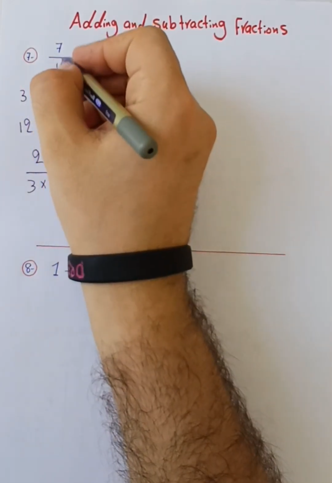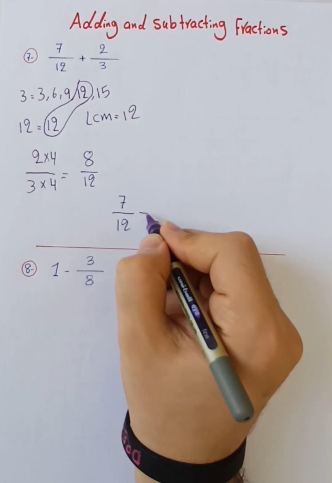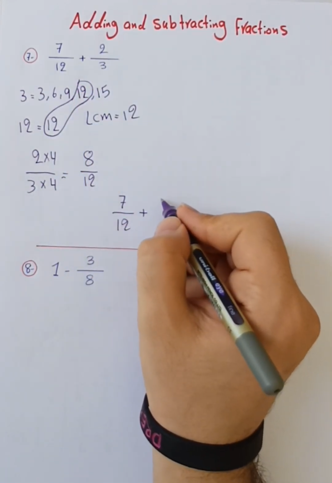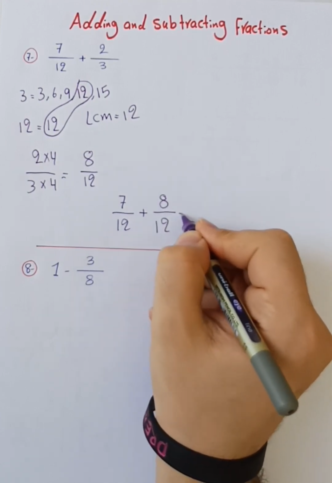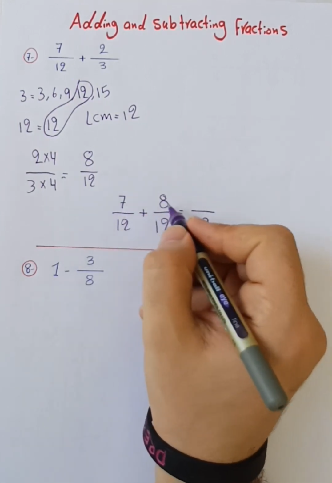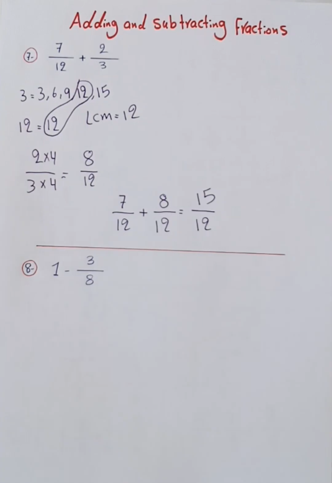Now we have 7 out of 12 plus 2 out of 3, which is 8 out of 12. You have to write 12 as the denominator. 7 plus 8 equals 15. 15 out of 12.